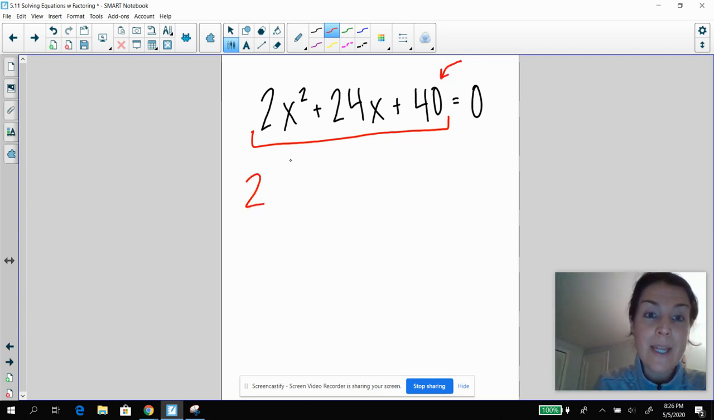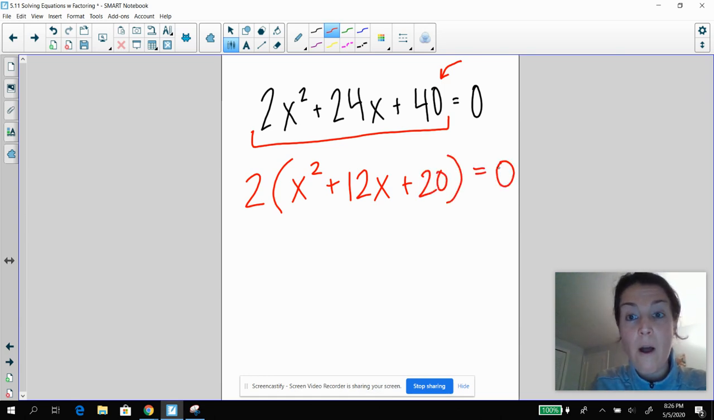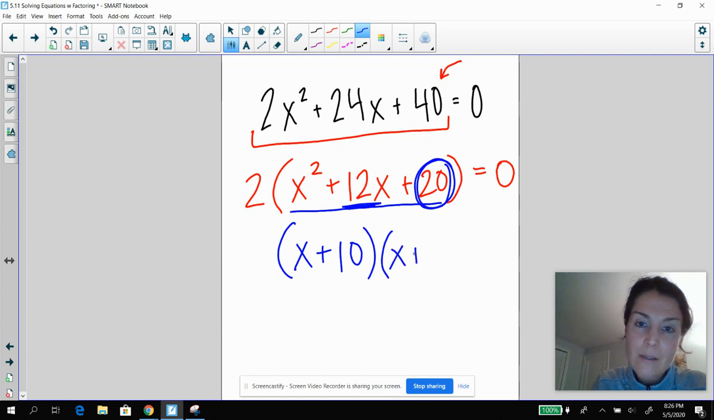So first, I'm going to take out a 2, and I get x squared plus 12x plus 20, and I still have that equals 0 on the right-hand side. And then this is not enough, right? I still need to know what's happening here. So let me see if I can factor this. What are factors of 20 that combine in some way to get me a positive 12? Hopefully you figured this out and you did x plus 10 times x plus 2.